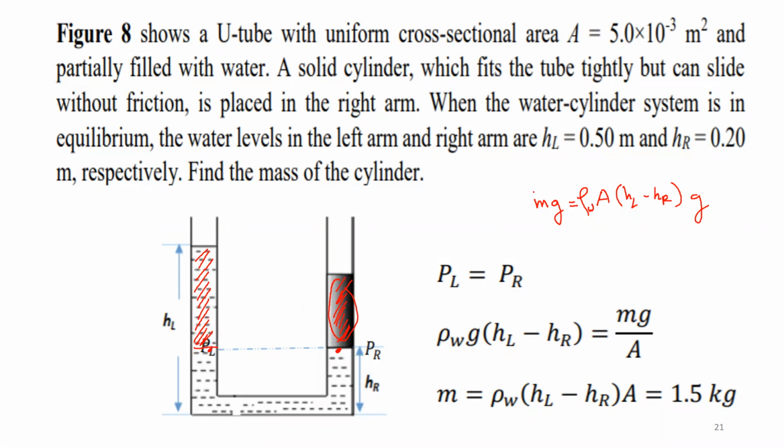Now, what is the mass here? It will be the density of water multiplied by the volume, and the volume will be this cross-sectional area A multiplied by this change in height. Okay, so the weight of the column of water will be density of water multiplied by cross-sectional area multiplied by this height here, which is HL minus HR. Then multiply by g. Of course, the g will simplify. So you have M, which is just rho water, cross-sectional area, change in height, HL minus HR. And you do that and you find 1.5 kilogram.